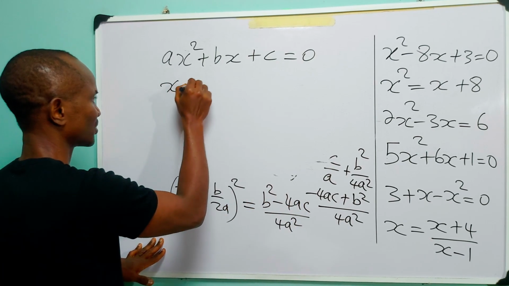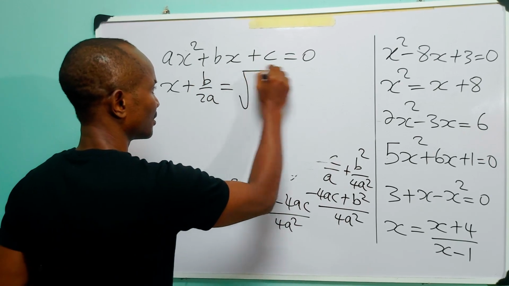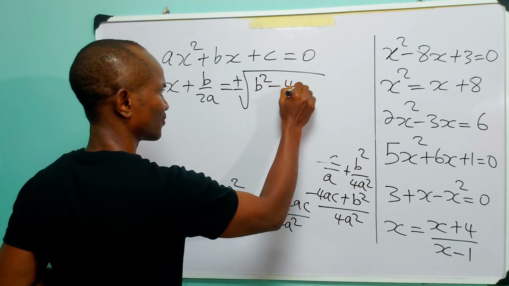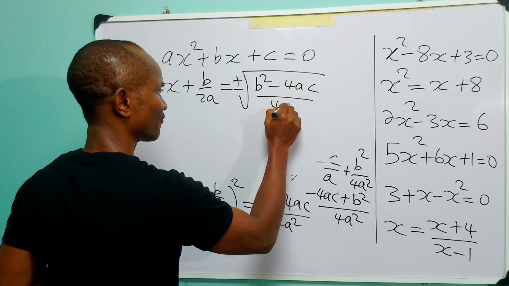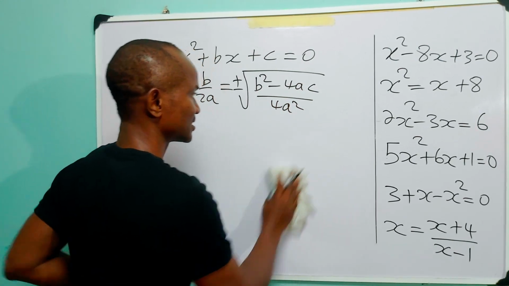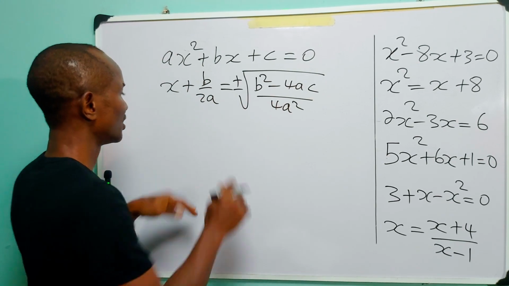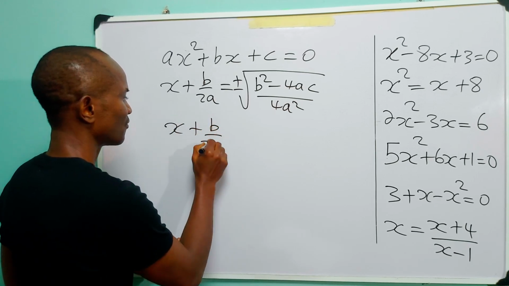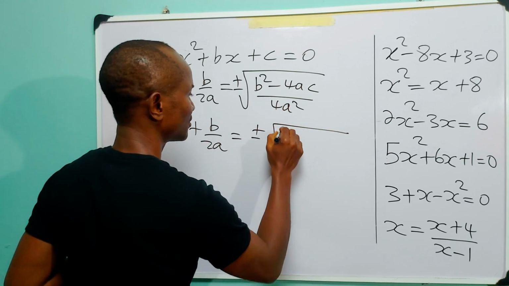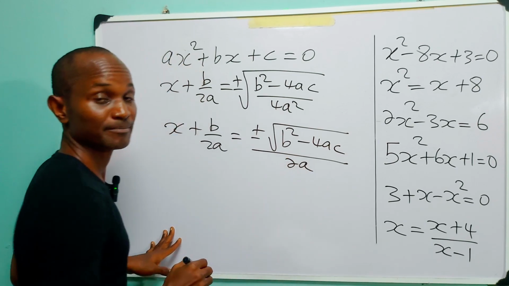So we have that x plus b over 2a is equal to plus or minus the square root of b squared minus 4ac divided by 4a squared. But once more, we see that the denominator, which is 4a squared, is a perfect square. So we can bring it out from under the square root sign to give us that x plus b over 2a is equal to plus or minus the square root of b squared minus 4ac divided by 2a.